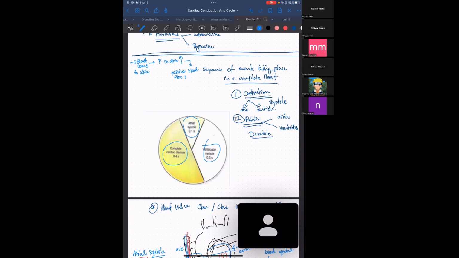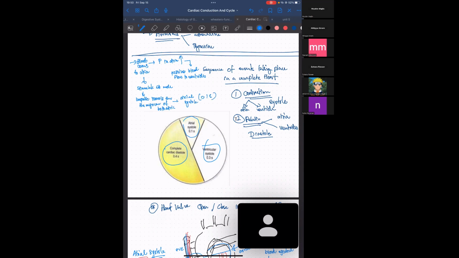And then blood in the atria will stimulate the SA node. The impulse travels throughout the myocardium of both atria. And then atrial contraction, that is atrial systole. This lasts for 0.1 seconds.